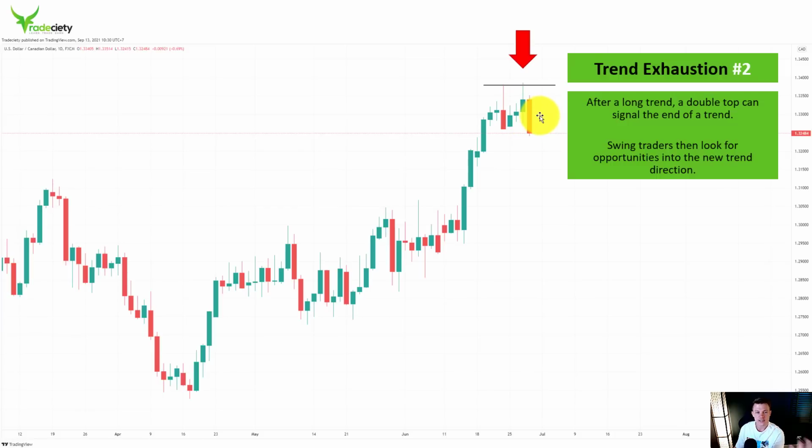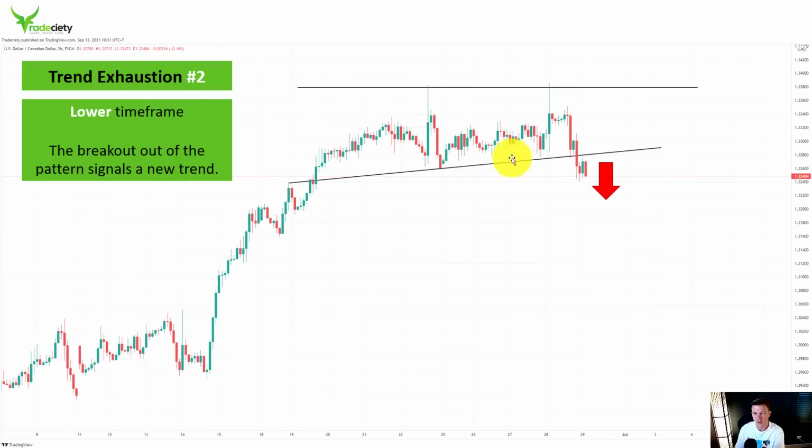And this is then the signal that you could use on the lower time frames, for example, to go to a lower time frame and look for a trading opportunity into a new potential bearish direction. So now we are on the daily time frame. This could be our higher time frame. And then we go to a lower time frame and see what we have here.